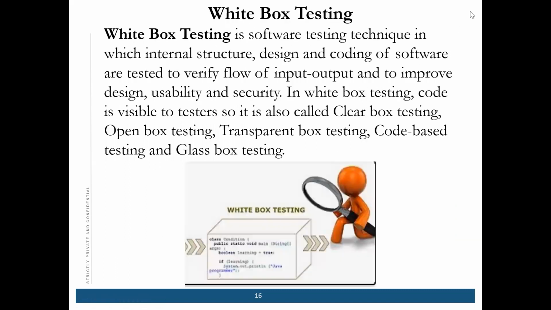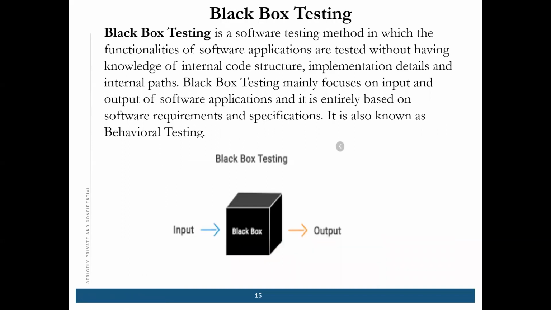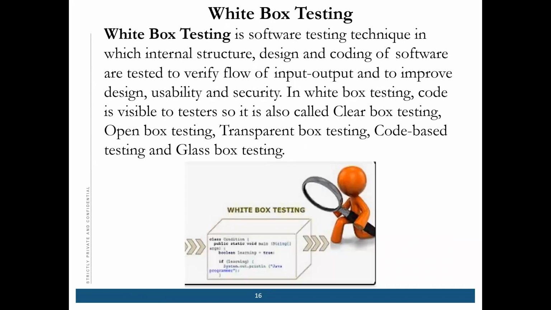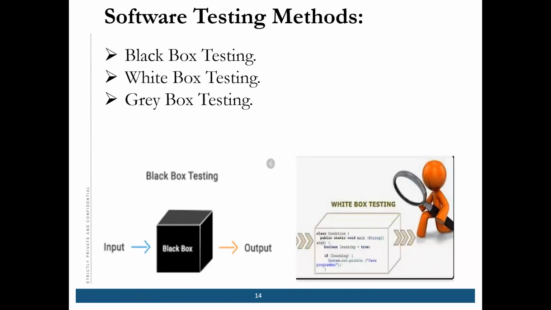White box is testing at the code level, unit testing, and black box is where the tester tests the application without knowledge of the code. So black box testing is like functionality testing, right? You only know the function, what your application is doing. You don't know about the code.